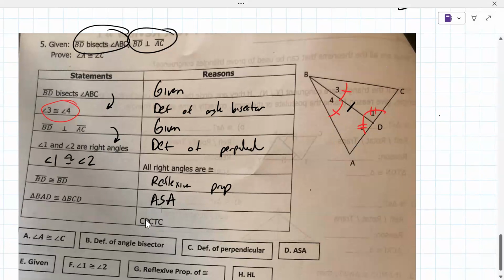Great. So now the triangles are congruent. CPCTC always follows triangle congruence. You can put your proof statement in at the end, and like that. Yeah, it can.